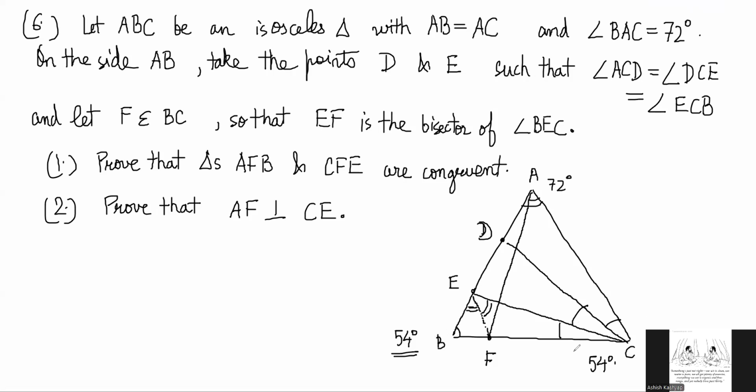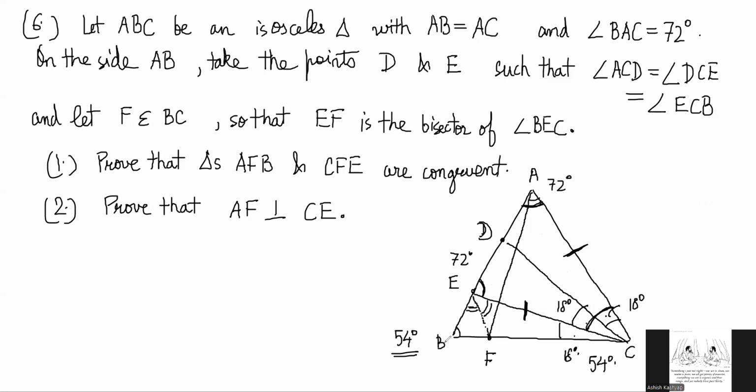These angles are 54, 54. These angles are a trisection, so it will be 18 degrees everywhere, right? So this angle total is 36, and this angle total is 72. So this angle is also 72, right? Yes, sir. Which means the triangle ACE is isosceles, so AC is equal to CE, correct?